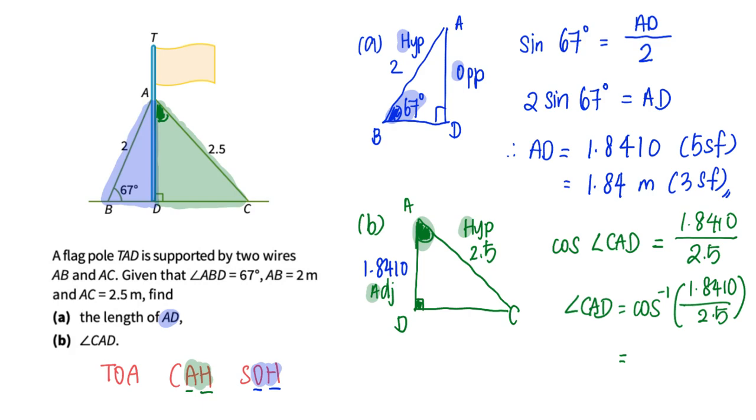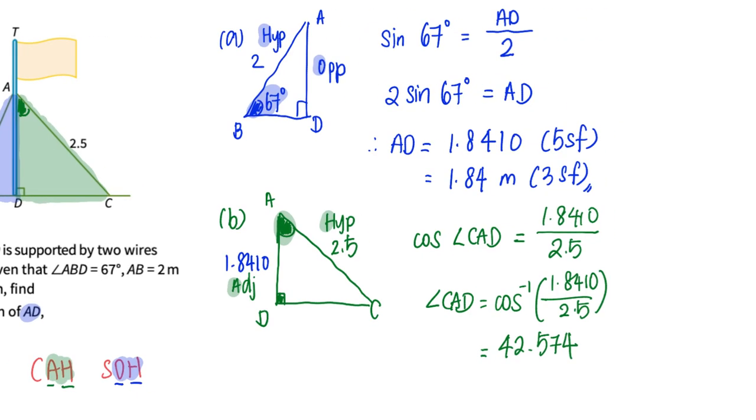And this will give me a value of 42.574 to 5 significant figures, followed by the final answer, since this is an angle in degrees, to 1 decimal place.